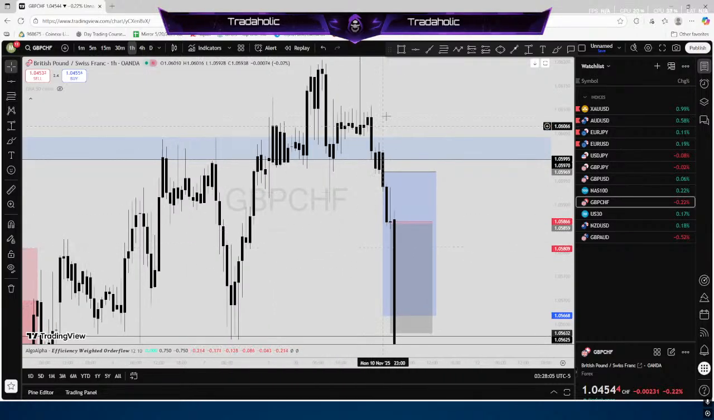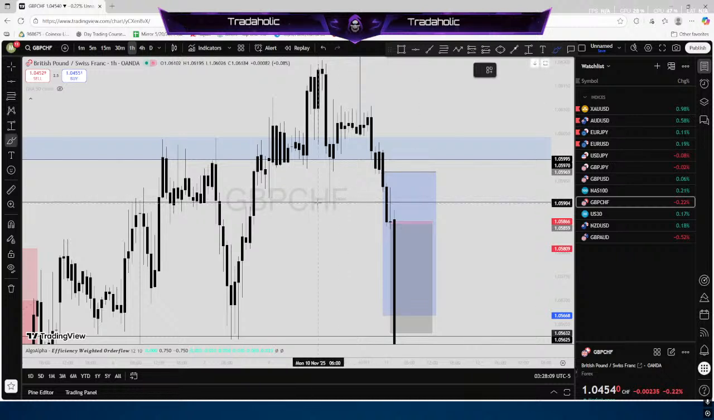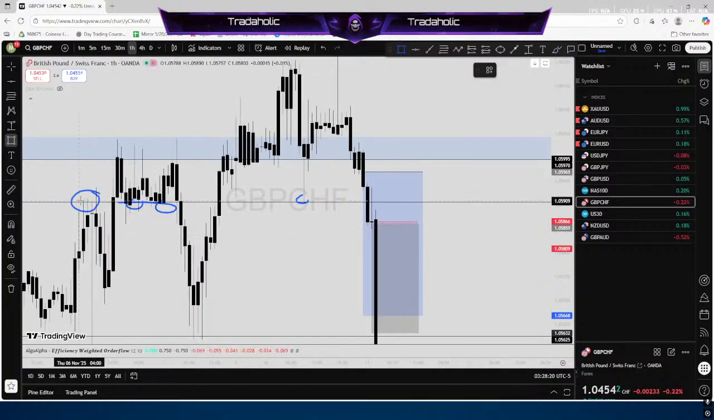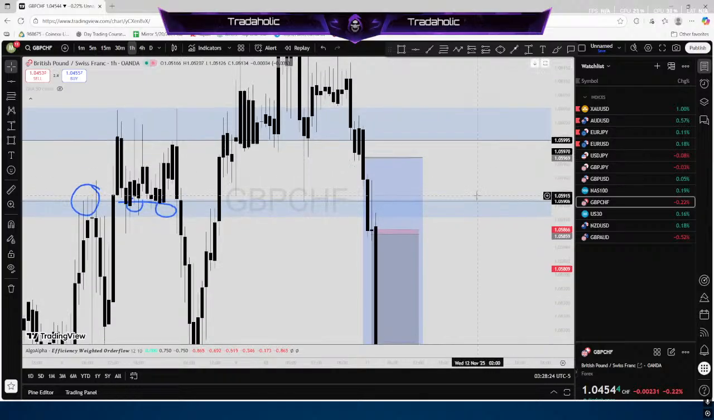So I simply just marked off this current wick right over here. This wick also lines up with these equal lows right over here as a level of support. This support level also lines up with a level of resistance right over here. So I'm like, okay, this is a strong level. Let's see if we can get a trade off of this for a scaling. I just mark this off like that, waiting for a break, a retest, and a continuation.